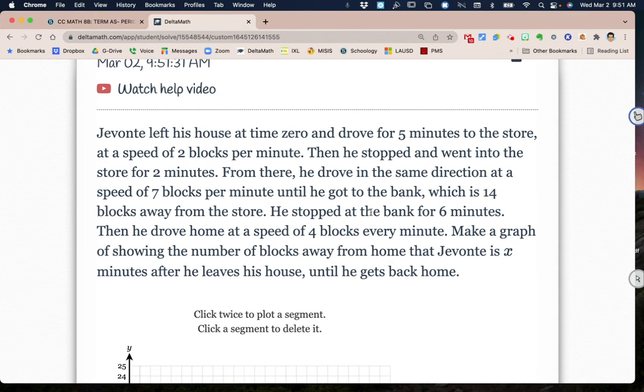Okay, example 2 is a little different. It says Javante left his house at time 0 and drove for 5 minutes to the store at a speed of 2 blocks per minute. Then he stopped and went into the store for 2 minutes. From there, he drove in the same direction at a speed of 7 blocks per minute until he got to the bank, which is 14 blocks away.